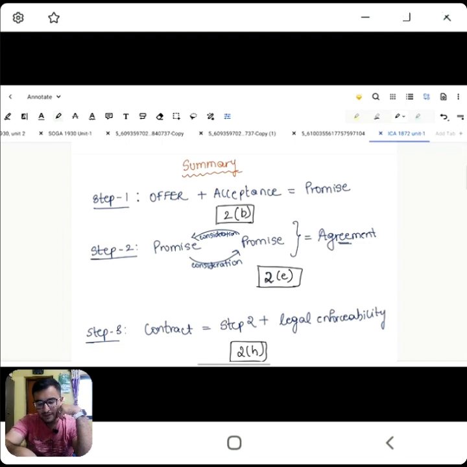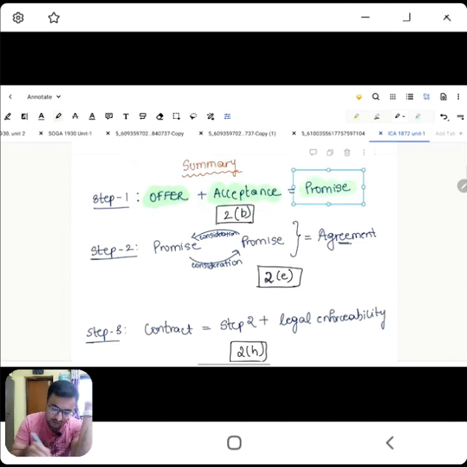What is a promise? Logically speaking, from what we have studied so far, first you make an offer, you get acceptance for that particular offer. When your offer is accepted, it becomes a promise. That is exactly what is written in your legal language as well. An offer, when it is accepted, becomes a promise. Now the word promise, P, if you just invert P, what does it become? It becomes B. Therefore it is 2 clause b.